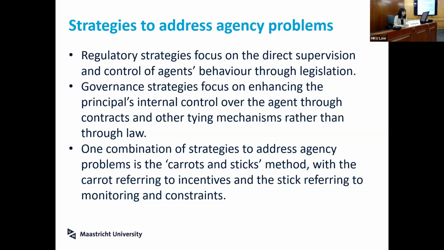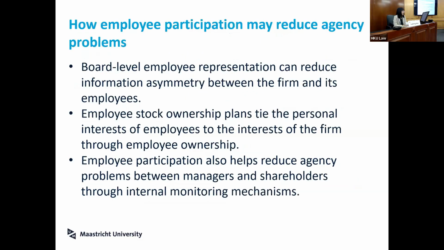And also one combination of strategies to address agency problems is carrots and sticks. The carrots refer to incentives, for example, employee stock ownership plans to align the interests between employees and the employer. And the sticks refer to monitoring and constraints. I will elaborate on these strategies in the slide. So, how employee participation may reduce agency problems.